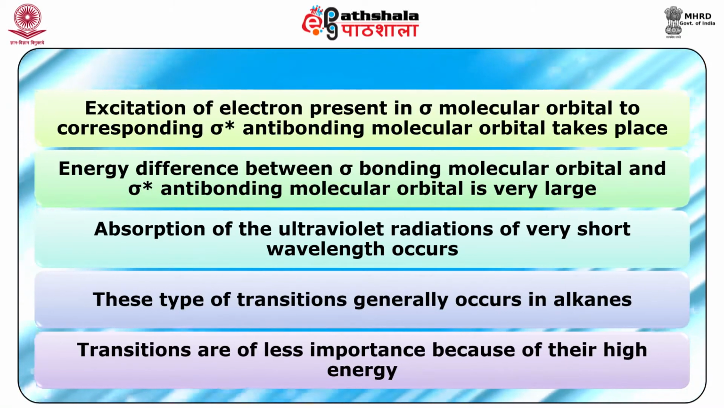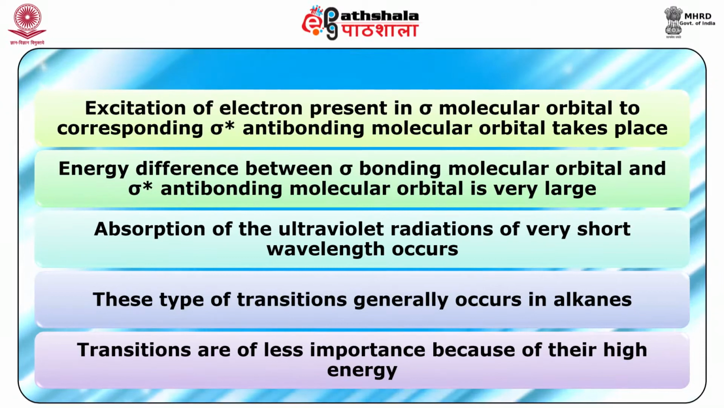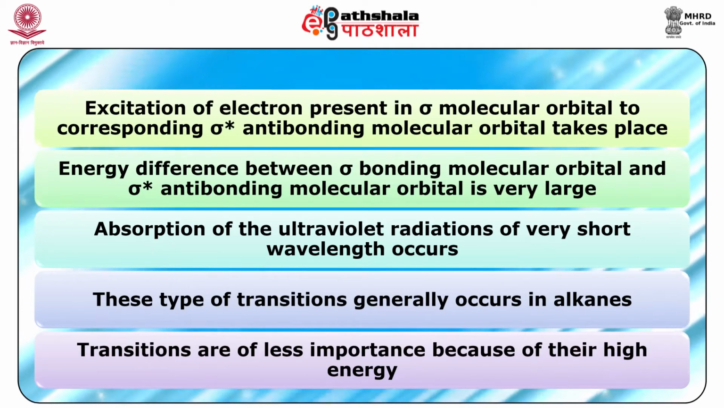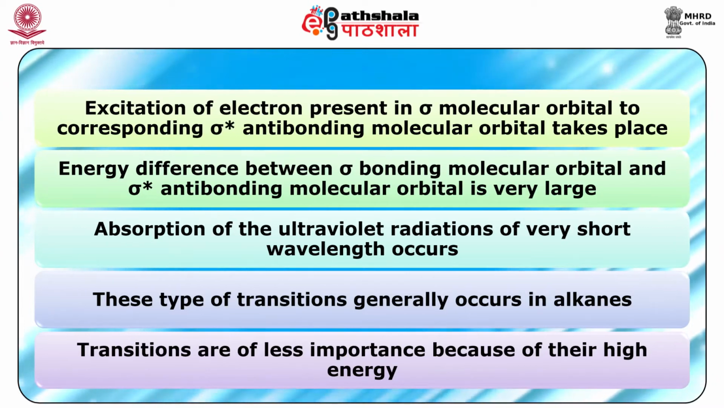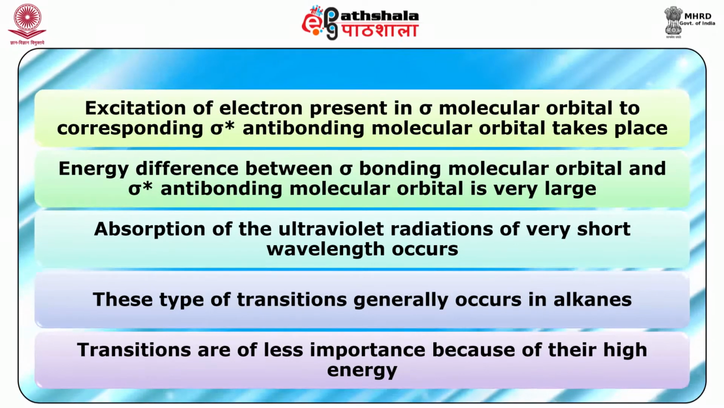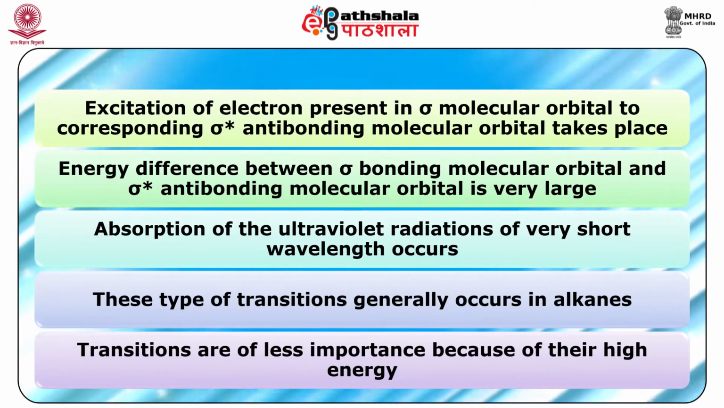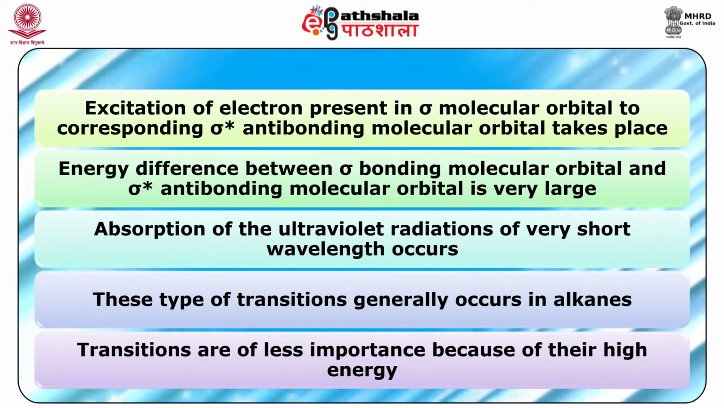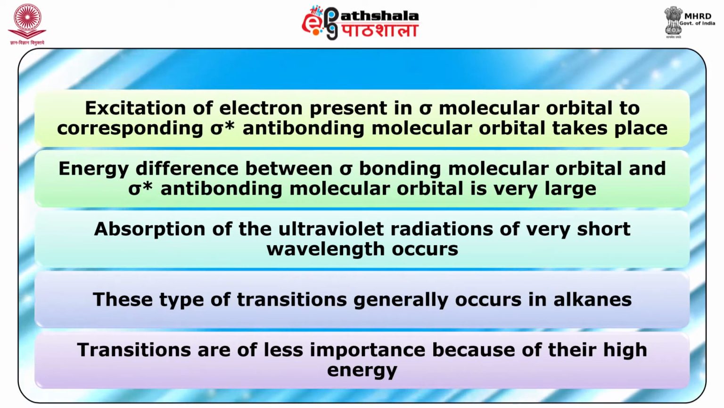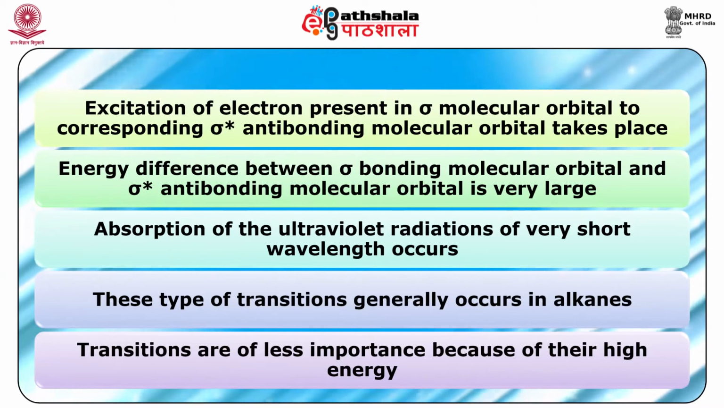As you can see in the figure, the energy difference between sigma bonding orbital and sigma star antibonding orbital is very large, so these types of transitions require very high energy and thus absorb ultraviolet radiation of very short wavelength. These types of transition generally occur in alkanes such as methane, because only sigma bonds are present, and the absorption maximum at 125 nanometer is due to sigma to sigma star transition. These transitions are of less importance because of their high energy.